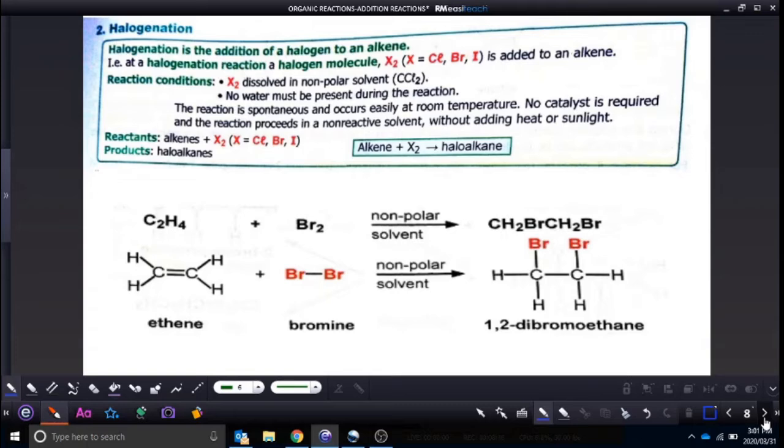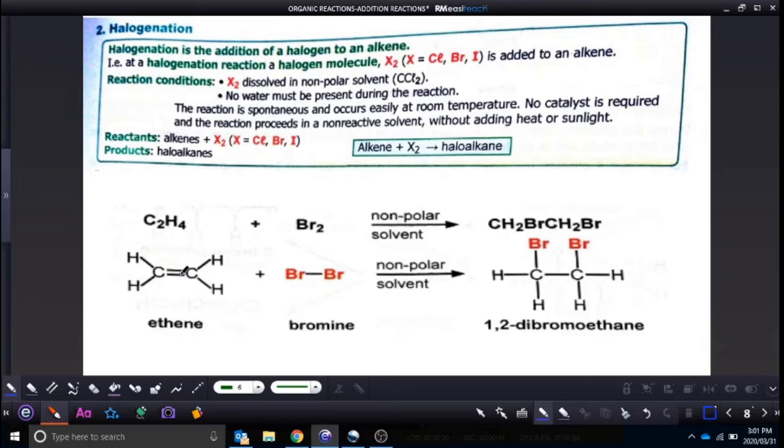No water must be present. The reaction is a spontaneous reaction, so it takes place at room temperature. There's no catalyst provided, and the reaction proceeds in a non-reactive solvent without adding heat or sunlight. So again, we have our alkene, we have our halogen, the non-polar solvent is there, and then we get our compound.